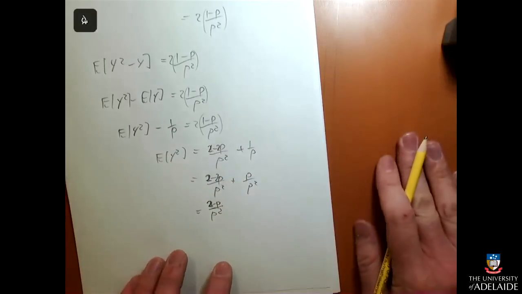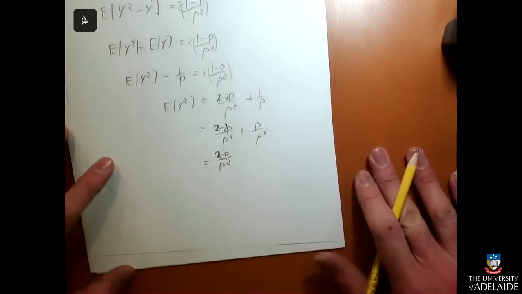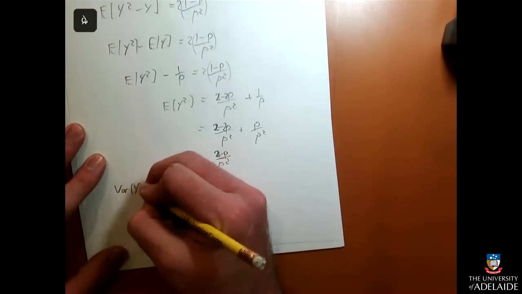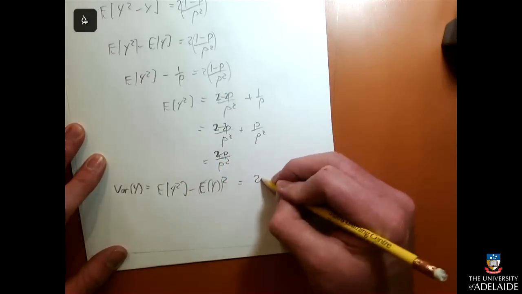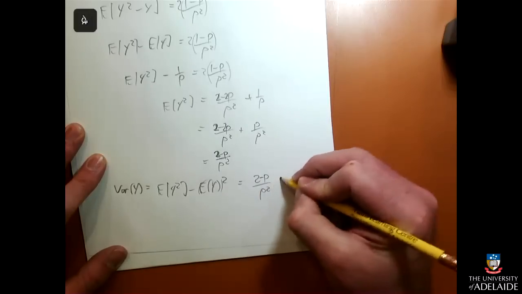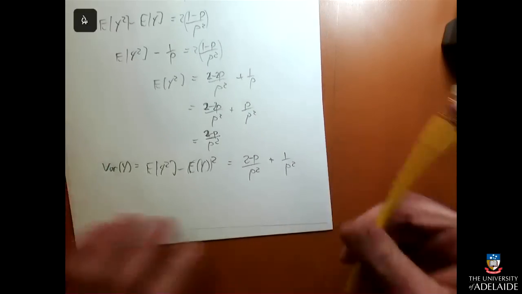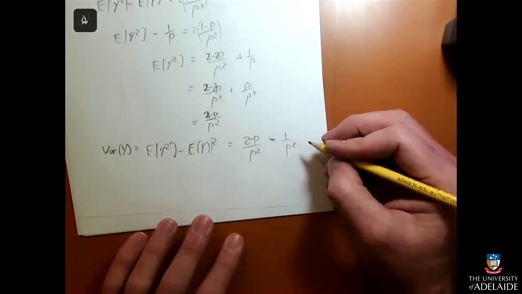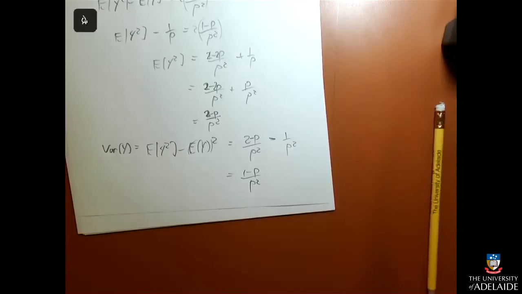I think I've tracked where my 2 went. Okay. So the variance of y should be the expected value of y squared minus the expected value of y, squared, which is 1 minus p on p squared. Oh, okay. Good. Everything works.